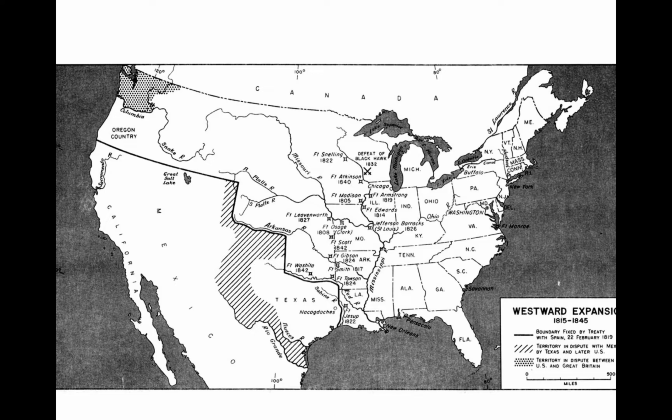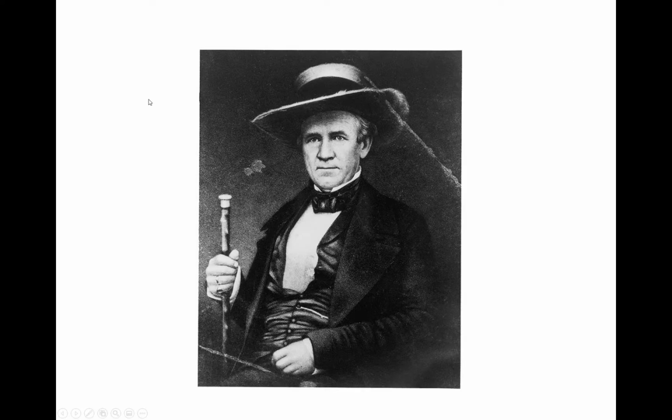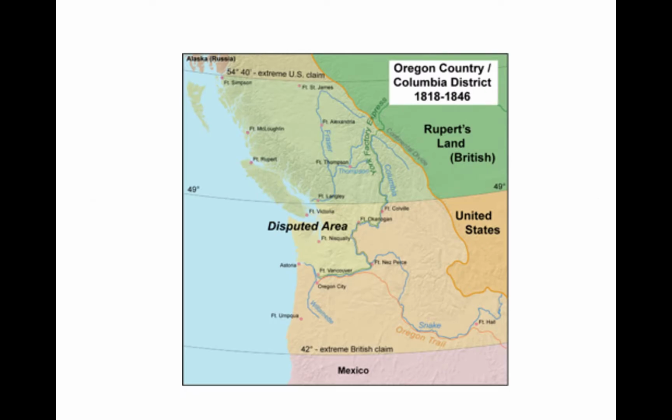He said that if he was elected, he would re-annex Texas, right, and he would reoccupy Oregon. Right? That is, what Oregon was, this area here in the Pacific Northwest. Let me get over here for another map.